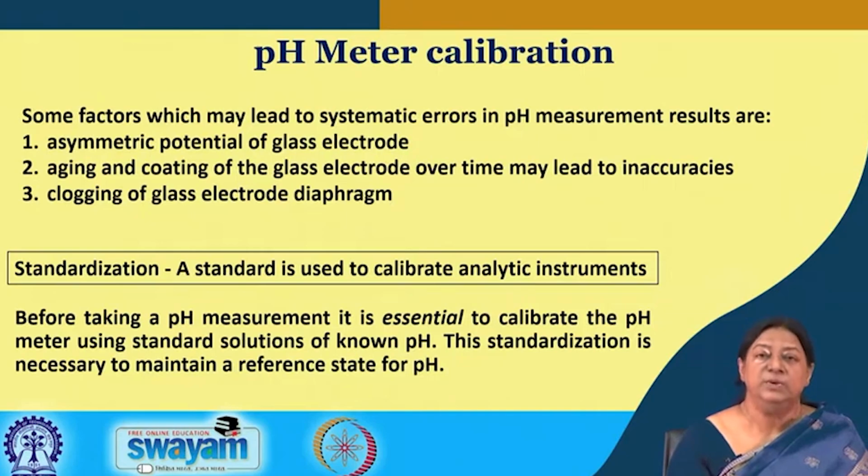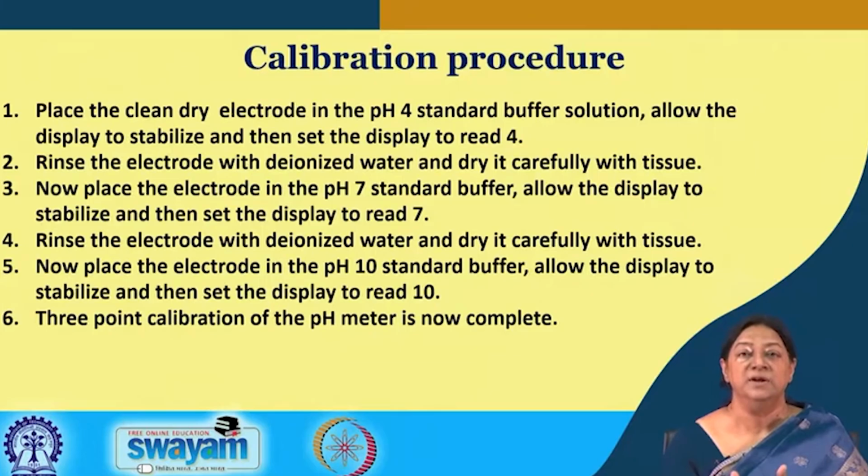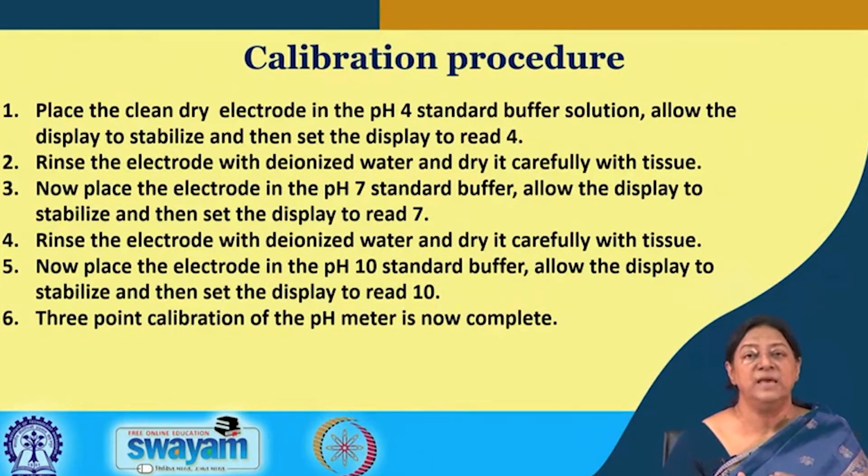To understand this, we need a reference pH solution. In the calibration procedure, we place the clean dry electrode in a pH 4 standard buffer solution that is provided by the vendor, or by the company that gives you the machine, where you get pH 4, 7 and 10 tablets that have very precise instructions as to how they are to be dissolved in water, and you measure the pH of this and calibrate your machine so that it reads the pH 4.